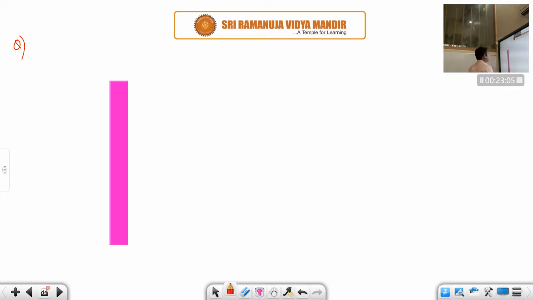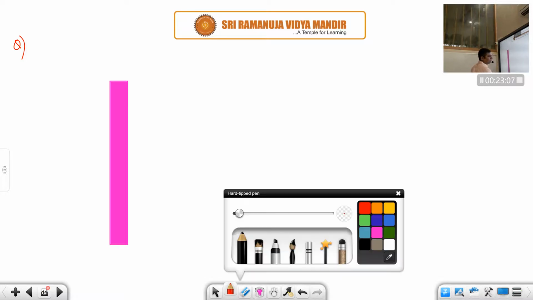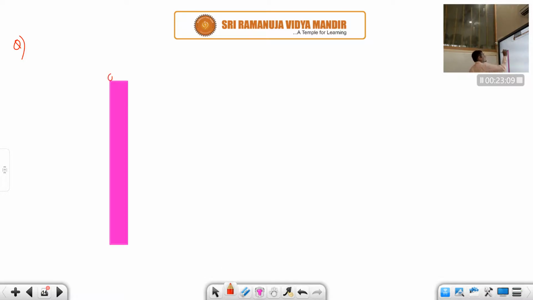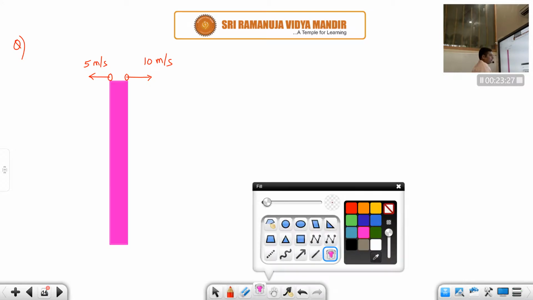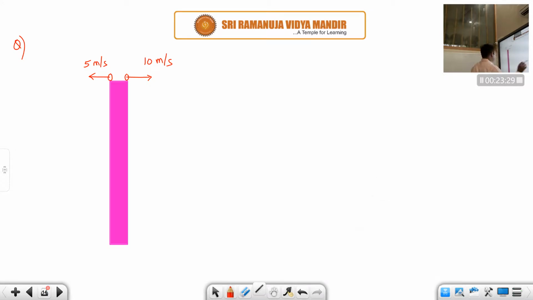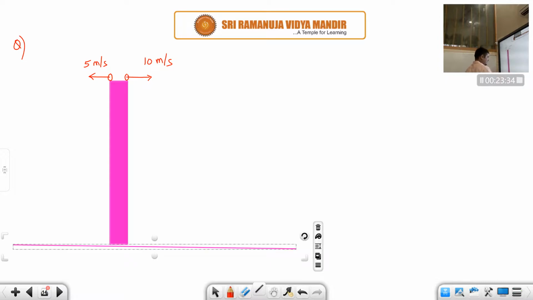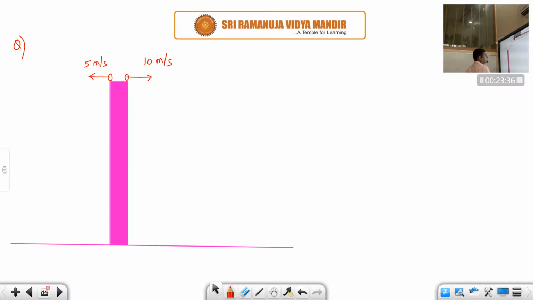Okay. From the top of this tower, there are two balls which are projected, one towards the right side with a speed of 10 meters per second horizontally, another towards the left side with a speed of 5 meters per second horizontally. Both are projected horizontally only. So now, as usual, we know what the path followed by these two balls is. It is nothing but projectile path only.